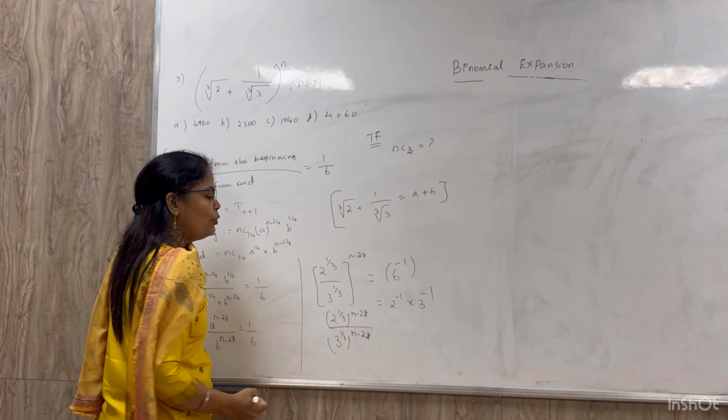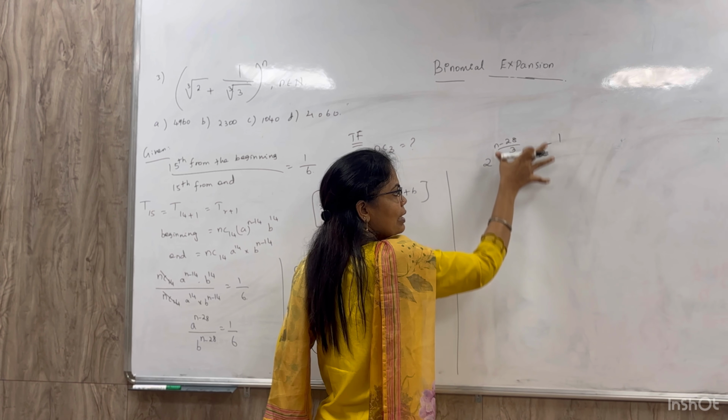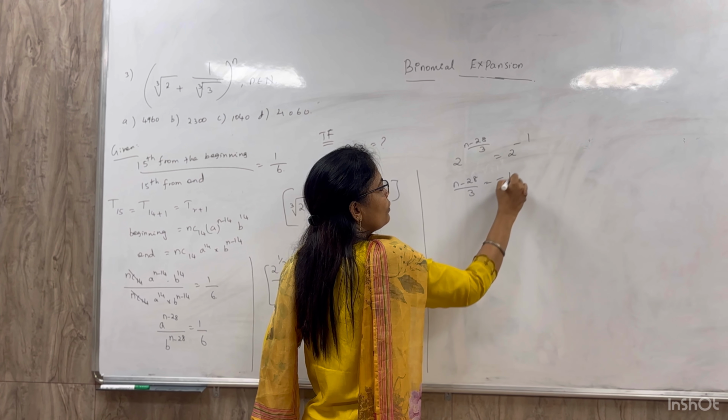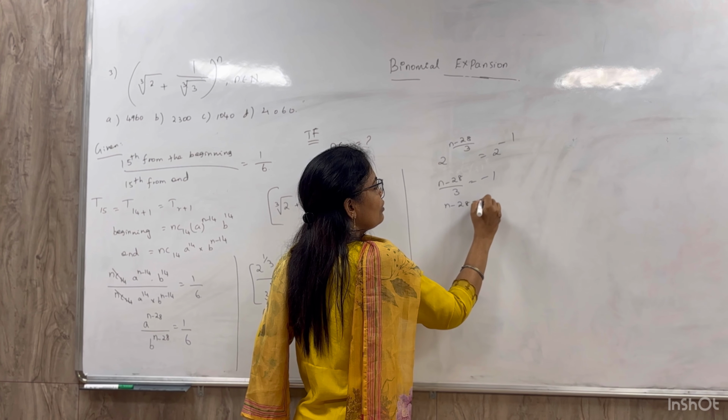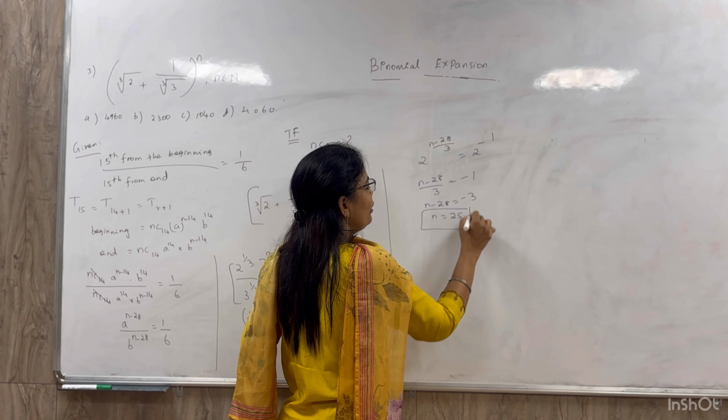Now I can equate either the 2 powers or the 3 powers. I am equating the 2 powers. So 2 to the power (n minus 28) by 3 is equal to 2 to the power minus 1. If the bases are the same, the powers are the same; I am using the exponential rule again. So n minus 28 is equal to minus 3. n is equal to 25. So a total of 25 terms are there. The question is not yet over because they are asking to find nC3.